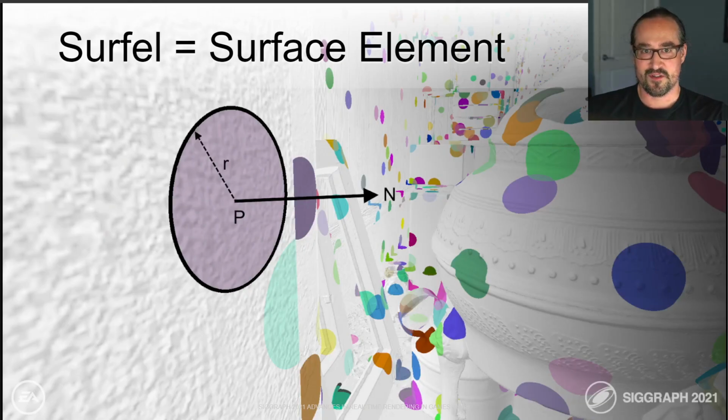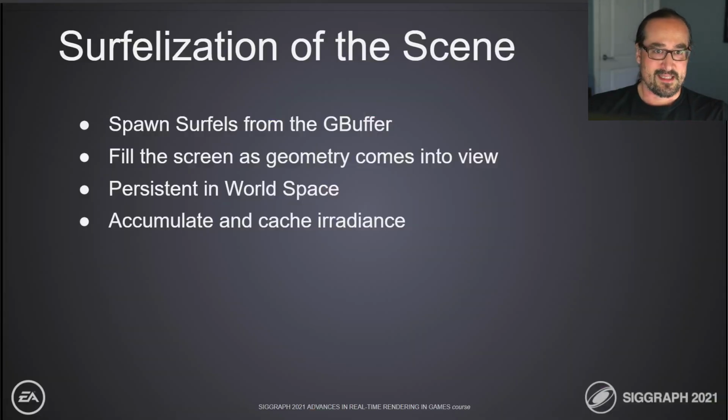So, what are Surfels? Well, in the same way an image can be discretized by dividing it into pixels, we can also discretize a geometric surface. One way of doing that is by using Surfels, a shorthand for surface elements. A surfel is defined by a position, a radius, and a normal, and approximates a small neighborhood on a surface near the given position. So how do we discretize the scene into Surfels? Well, in our case, we spawn them from the G buffer as geometry comes into view. After that, Surfels are persistent, which allows us to efficiently accumulate radiance over time and to cache those costly operations without throwing the work away.